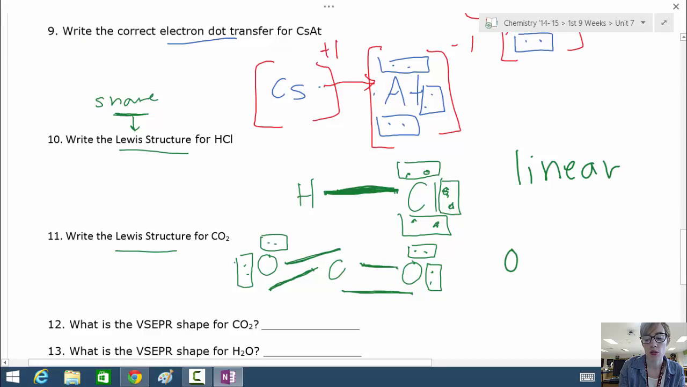So I would draw O. These are the dots that are already paired. And then I draw 2 lines to indicate those 2 bonds to carbon. And then my other oxygen, I draw my single dots.